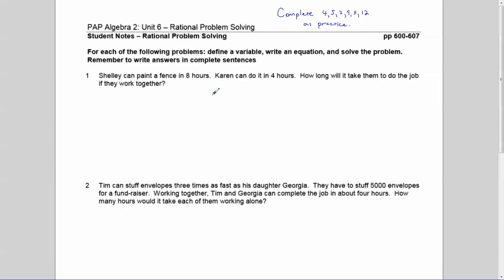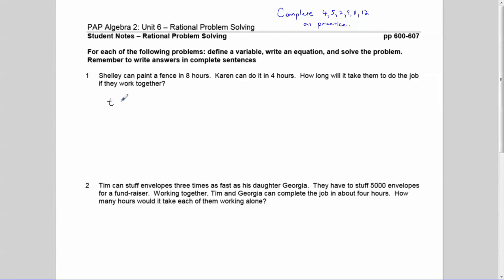So number 1 says that Shelley can paint a fence in 8 hours. Karen can do it in 4 hours. How long will it take them to do the job if they work together? So in these types of problems, what you're going to want to do is compare their individual rates and the combined rate. And the individual rates should add up to the combined rate, and that will give us our equation to solve these problems. So let's define our variable first.